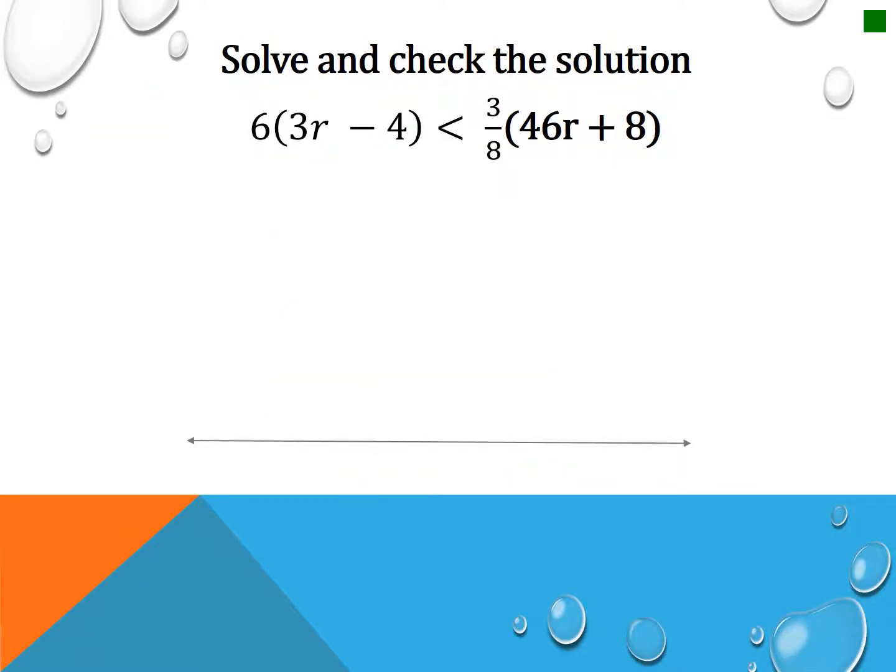Okay, we got an inequality. That means at the end we're going to have to graph. I'm going to distribute.